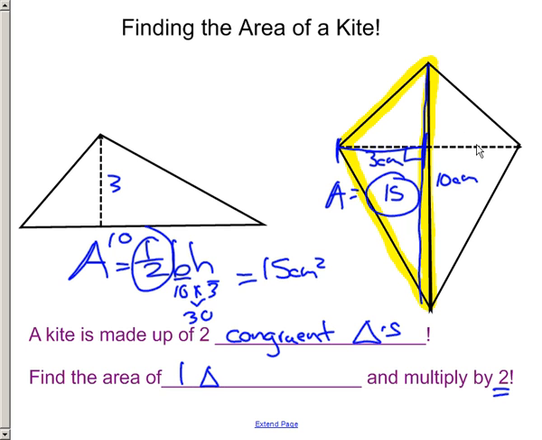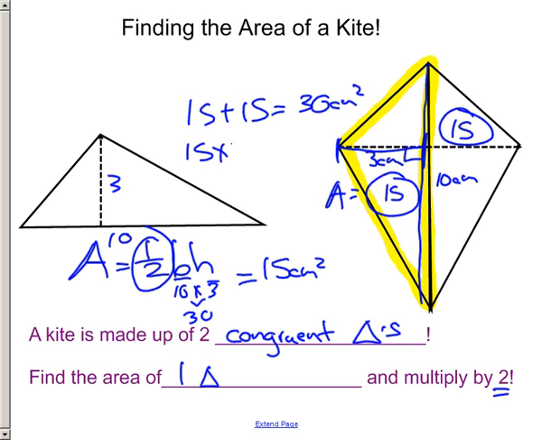And because I know that these two are congruent, I'm also going to put a 15 and circle inside of this triangle. Now to find the total area of this entire figure, I'm simply going to add them together. 15 plus 15 equals 30 centimeters squared. Or I can just do 15 times 2, which of course is also going to give me 30. All right, I want to show you one other example.